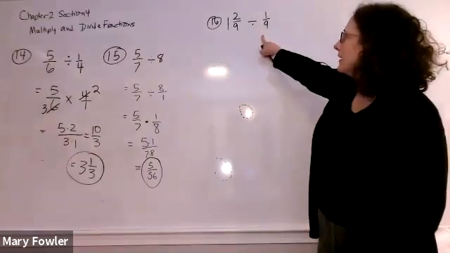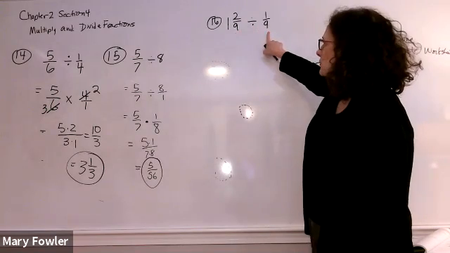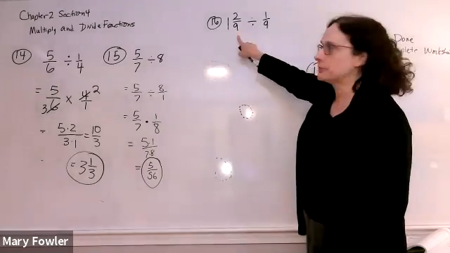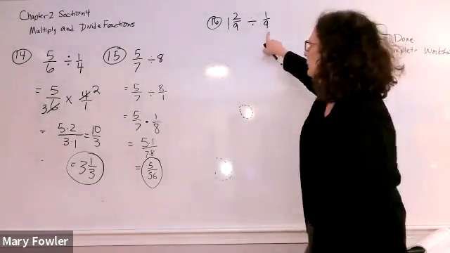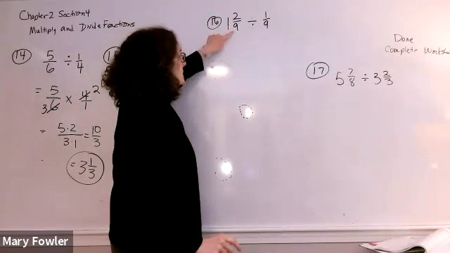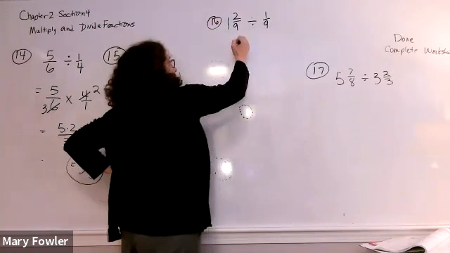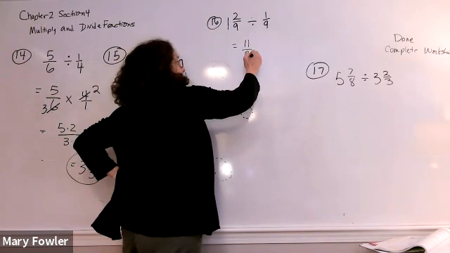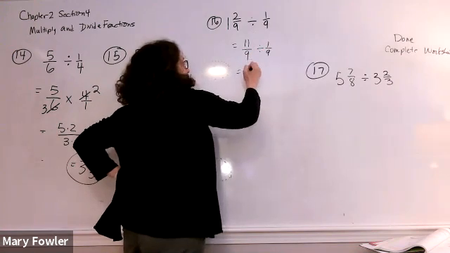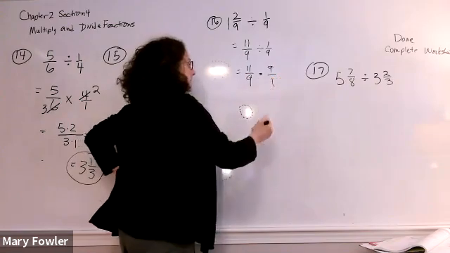Okay, let's go over here. We have a mixed number divided by a proper fraction. So we're gonna convert the mixed number to an improper fraction and then multiply by the reciprocal. All right, so 1 2/9 is equal to 9 times 1 is 9 plus 2 is 11. 11 over 9. And we want to divide that by 1/9, which is 11 over 9 times 9 over 1.